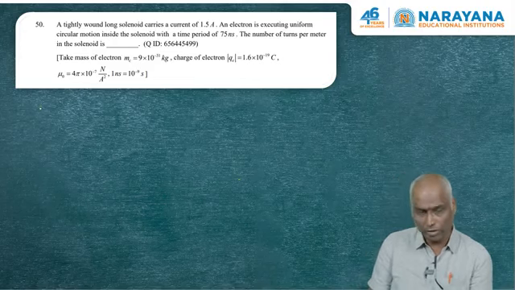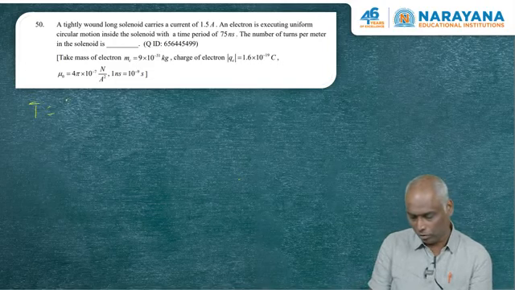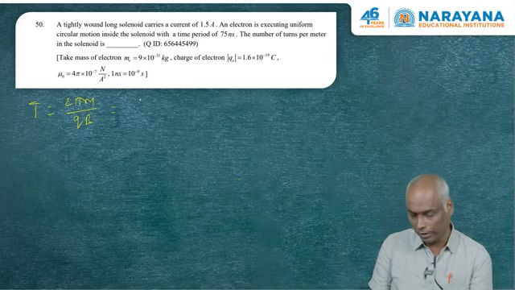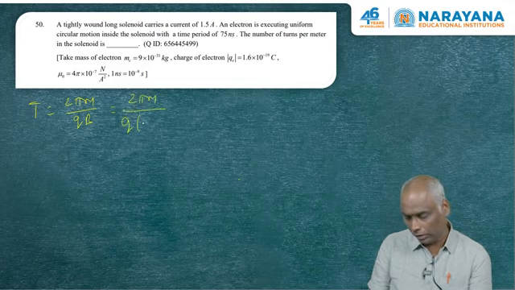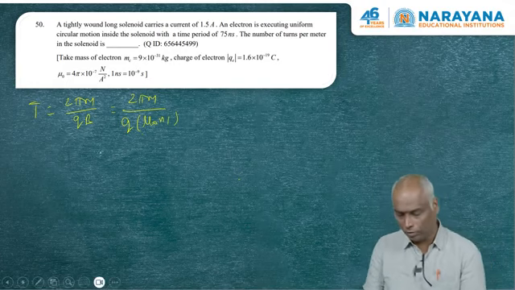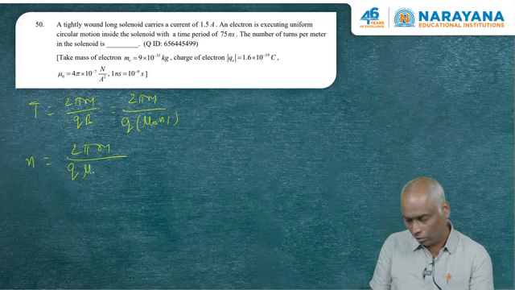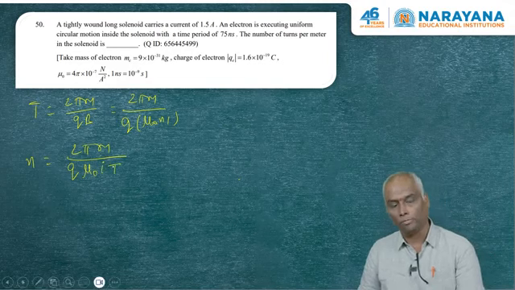Whenever any particle is moving in a perpendicular magnetic field, the time period is given by T equals 2 pi m divided by qB. Because it is moving in a magnetic field produced by a long solenoid, this value becomes equal to 2 pi m divided by q into B, which is equal to mu naught n I. You are asked to find the number of turns per unit length. So small n becomes equal to 2 pi m divided by q into mu naught into I, the current, into the time period T.